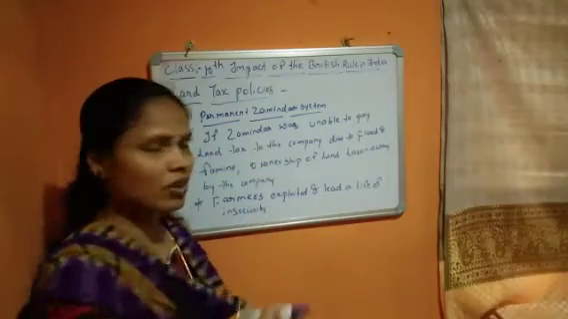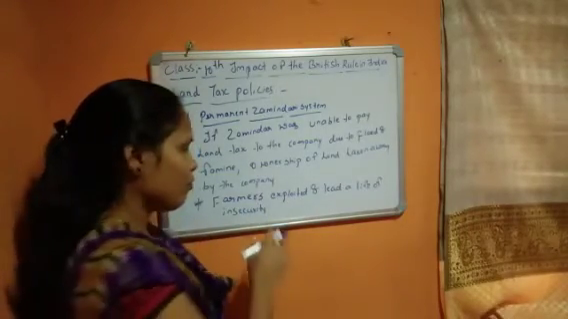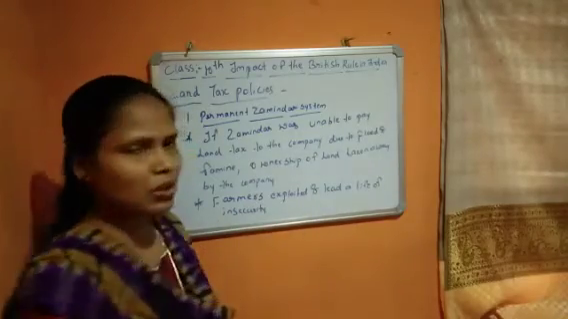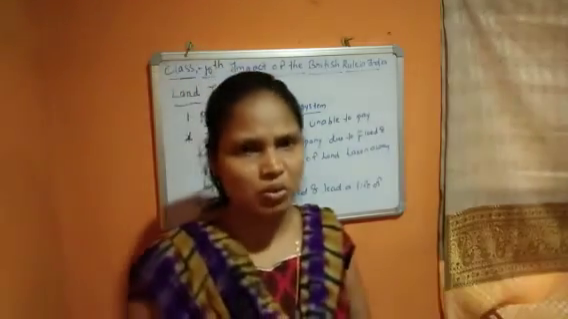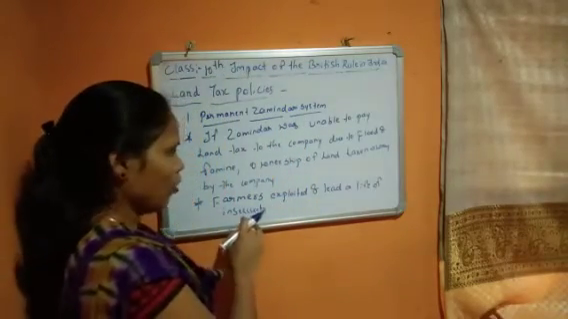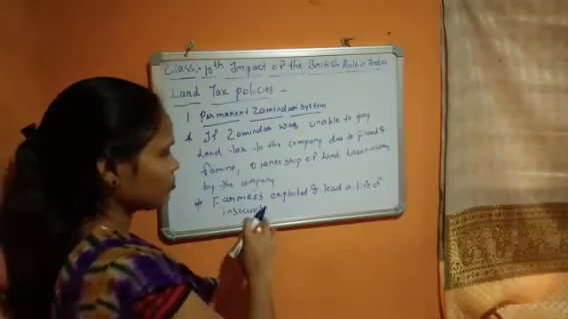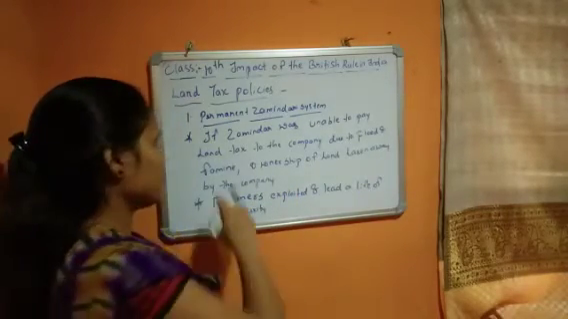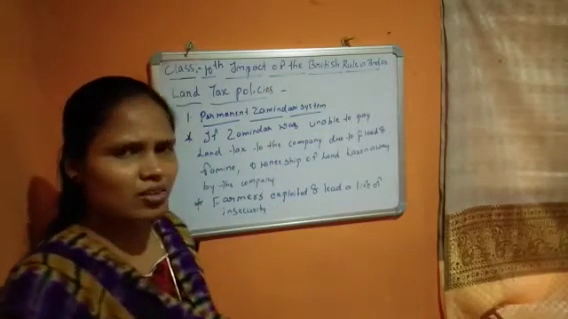But who suffered a lot? Farmers. Farmers were exploited and they led a life of insecurity. Their life has no security. In this way, farmers faced a lot of problems from the permanent zamindari system.